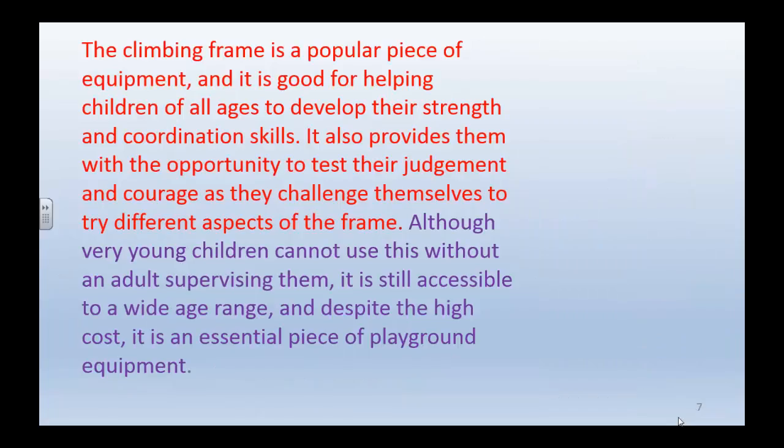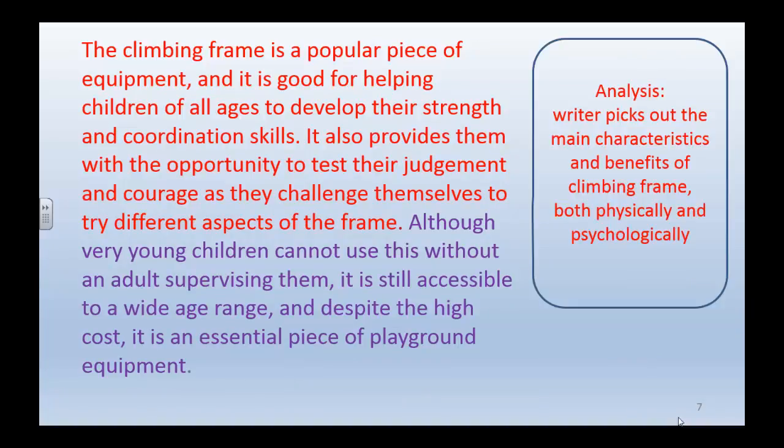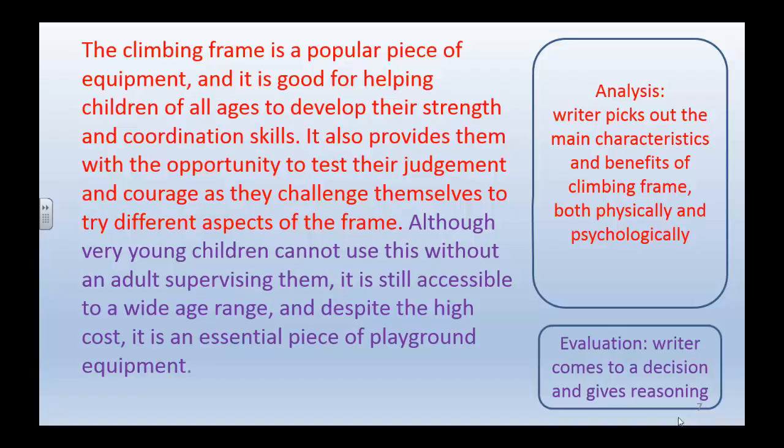In this paragraph, however, the writer chooses one item, the climbing frame, and picks out its main strengths. These are that it's popular, challenging, and useful for developing physical skills and psychological risk-taking. She also discusses a drawback, that younger children need to be supervised when using it. While assessing these different points, the writer makes an evaluation, a kind of judgment, and decides that despite its unsuitability for very young children, and the fact that it's relatively expensive, the advantages outweigh these drawbacks, and the climbing frame is chosen.